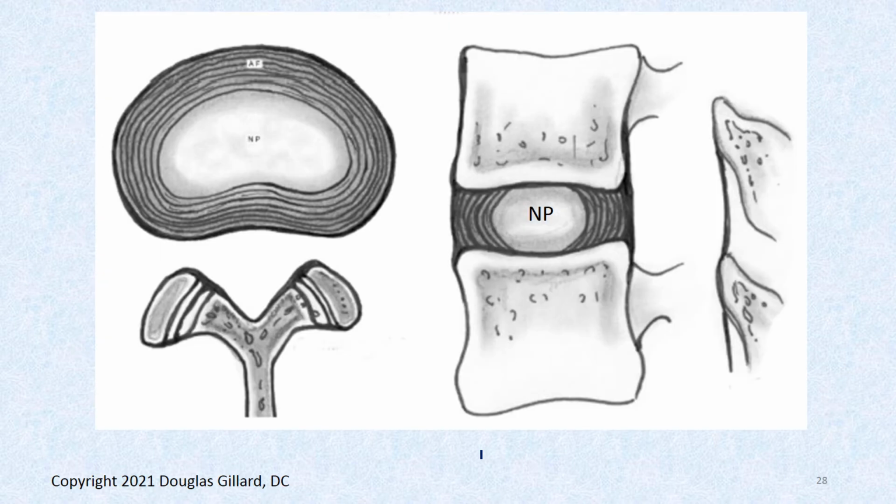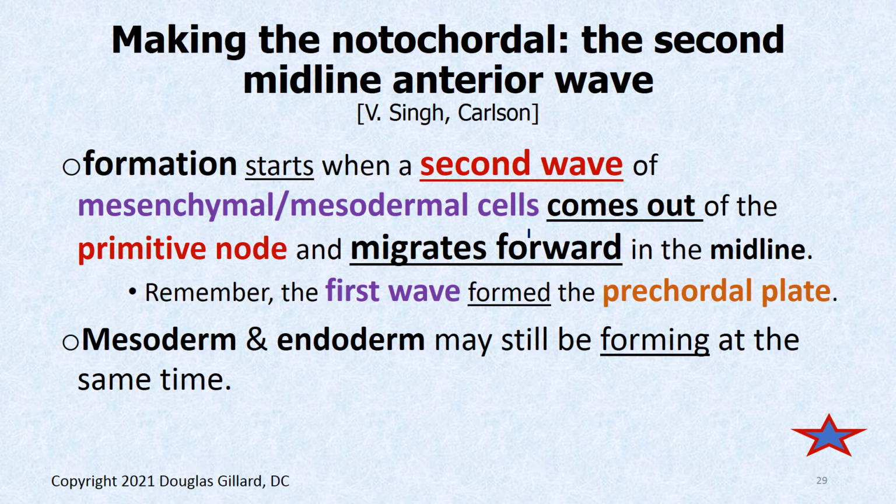And we'll talk about that. So we know the nucleus pulposus, right? Originally, in a kid like 4, 5, 6, 7, 8 years old, they have notochord cells in the center of their disc. I think we've talked about that a little bit.